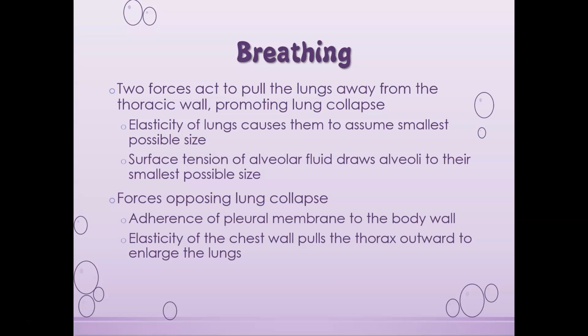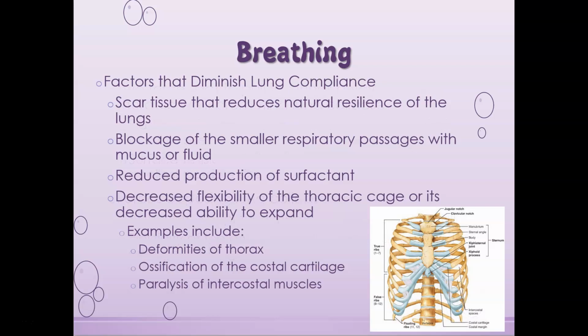All right, we also have to have forces that prevent that lung collapse. Otherwise, your lungs literally do collapse on themselves, and they don't work. So you've got forces that oppose that lung collapse by the lung tissue being attached to pleural membranes that are then attached to your body wall. There should be layers of attachment here that prevent them from going all the way back down to their smallest size possible. And then there's also elasticity to the chest wall itself that allows you to pull outward and expand those lungs as well. Okay, so here's the thing.